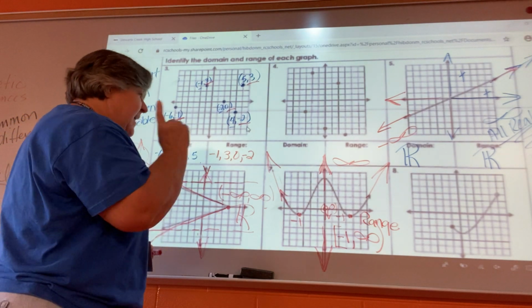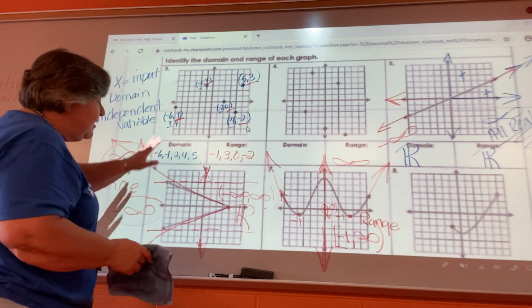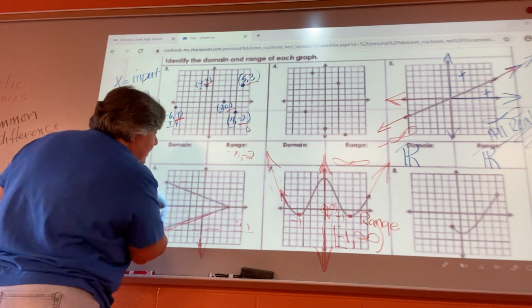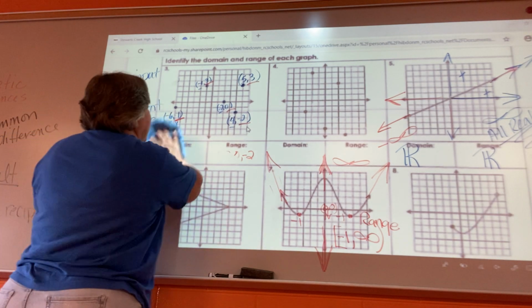Let's look at that next one over there. I'm just trying to give you a feel of what they're like. They are a little more difficult than some things, writing the range and the domain, but the more practice you get, the better you get at it.